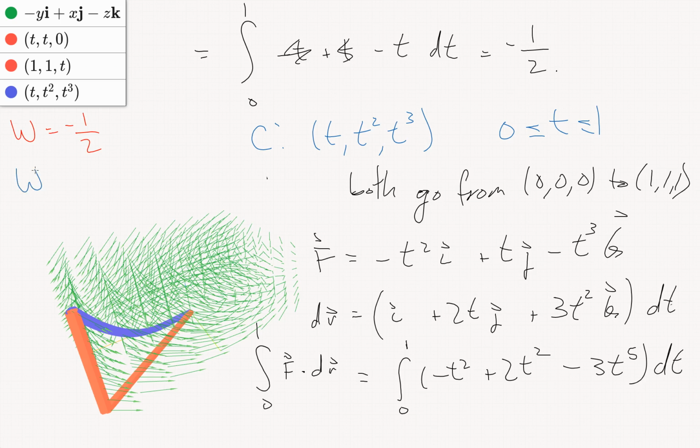So the work for this one will be, okay, this will integrate to 1/3, and this will integrate to 1/2. So we get 1/3 minus 1/2, which is negative 1/6. So we can get different values for the work depending on which path we take between the two points.